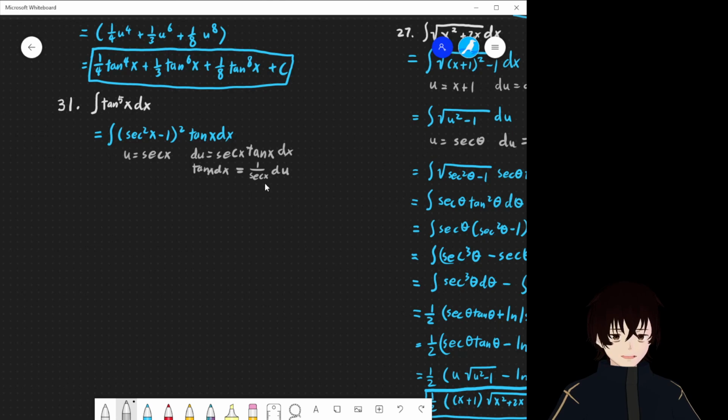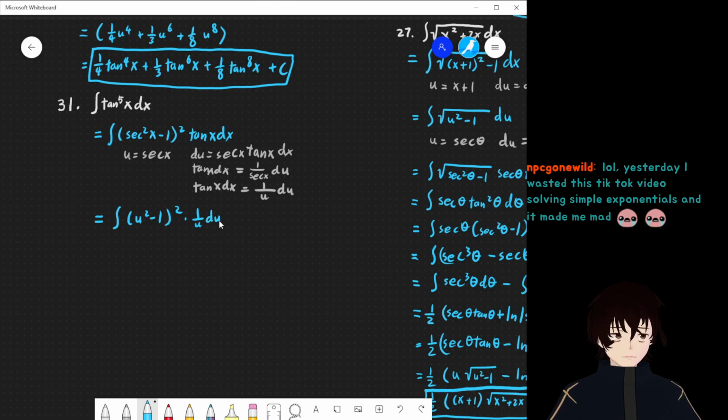Wait a second. Secant x is u. That means tangent x dx is equal to 1 over u du. Wait, how would I use this? Oh, I think I know. I think I figured something out. This might be a better way to solve this equation. I have no idea whether or not it will work, but it's worth a try. So we get u squared minus 1 squared times 1 over u du.